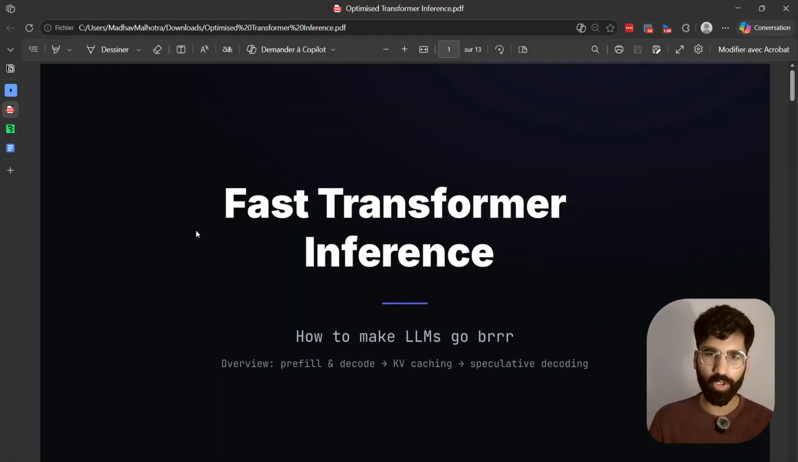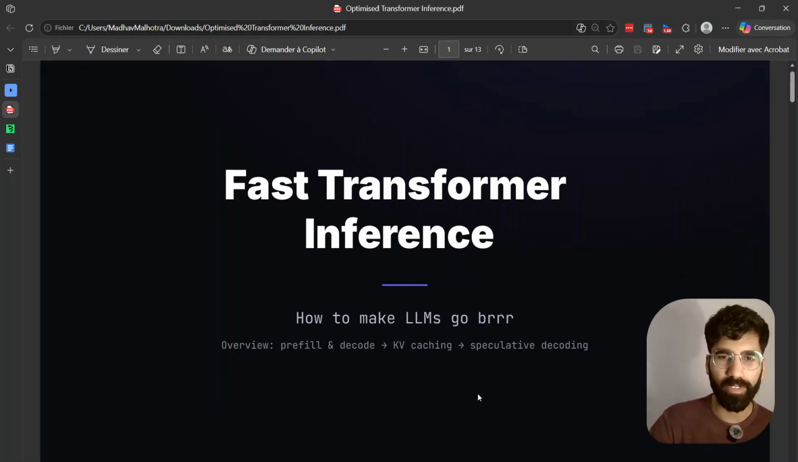This is going to be a little bit more advanced than most of my videos. You will need to know how the transformer architecture works by default, but with that out of the way, let's look at how to make transformers run real fast.